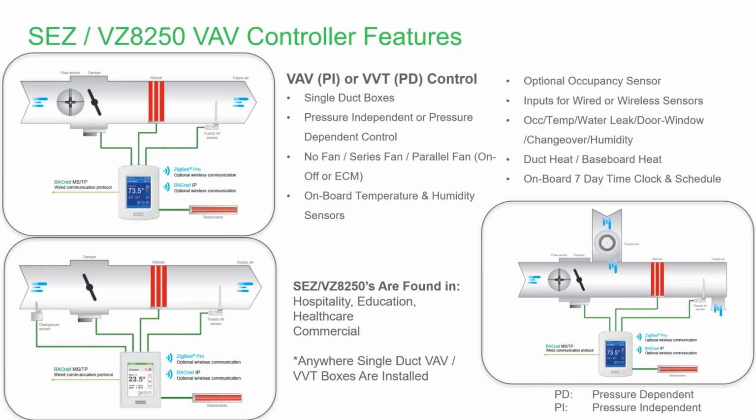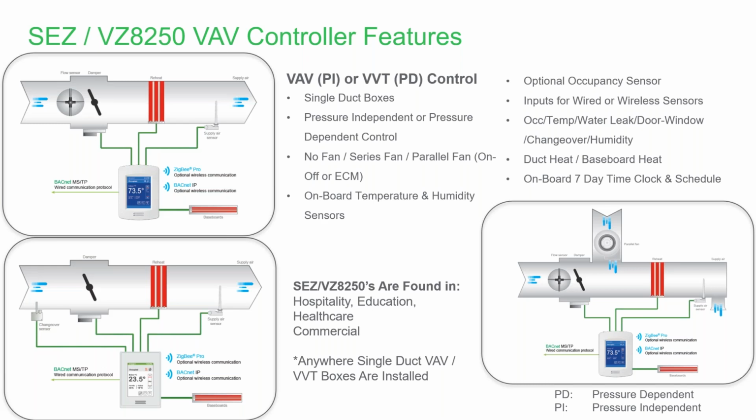But real quick, you can see that this device can be a BACnet MSTP hardwired communication protocol. It can also be a BACnet IP via wireless with an optional Wi-Fi module plugged into it. And then we also have Zigbee Pro communications, which is not a network communication, but it's a communication to peripheral devices that can connect to this device. And we'll have a slide that will show you what that looks like as well.